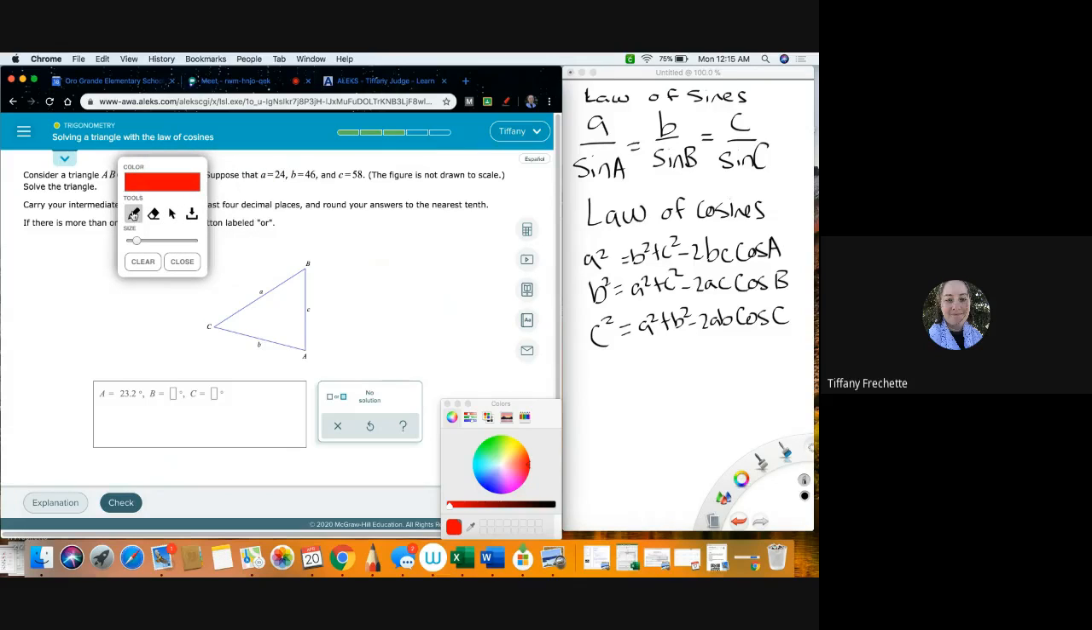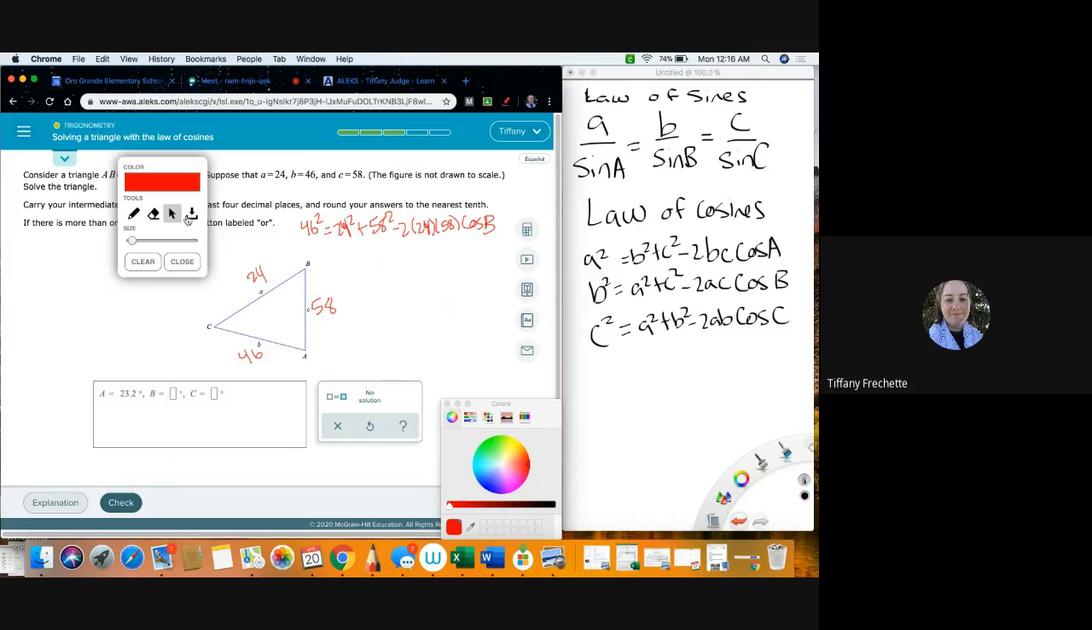Okay, so let's rewrite these. So we have 24, 46, and 58. Okay, so let's go ahead and do B. So we have 46 squared equals A squared plus, and that's 24, minus 2 times A, and C, which is 58, times cosine of B.